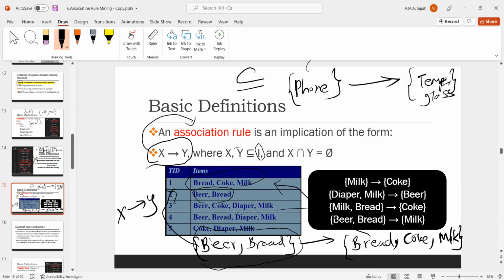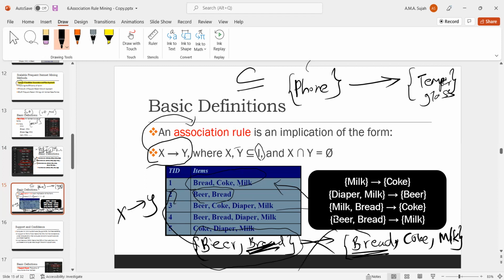Is it an acceptable association rule? Anyone? Is it acceptable? What do you think? You think about these things. Bread is here also, here also. So it is not acceptable.